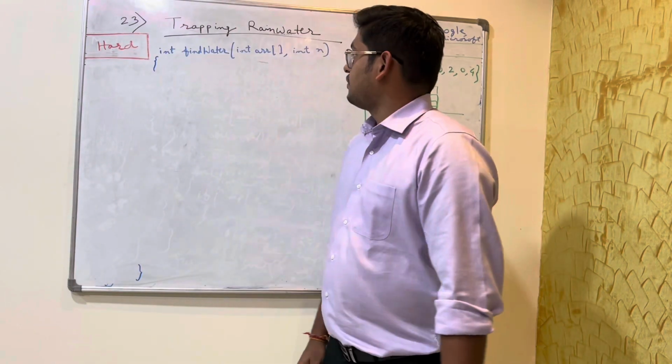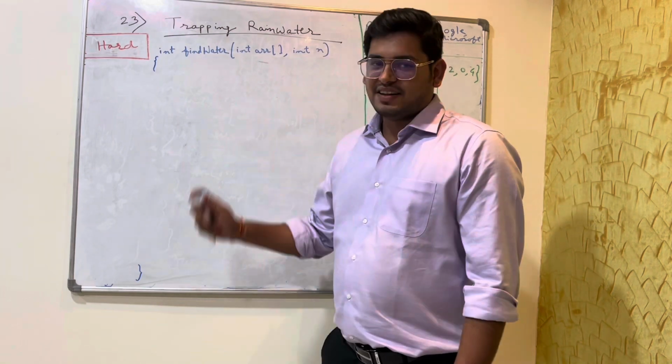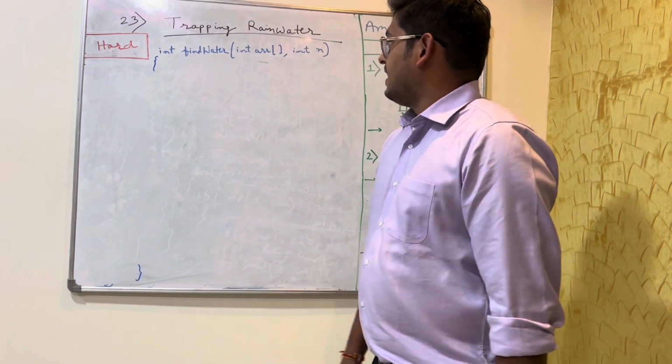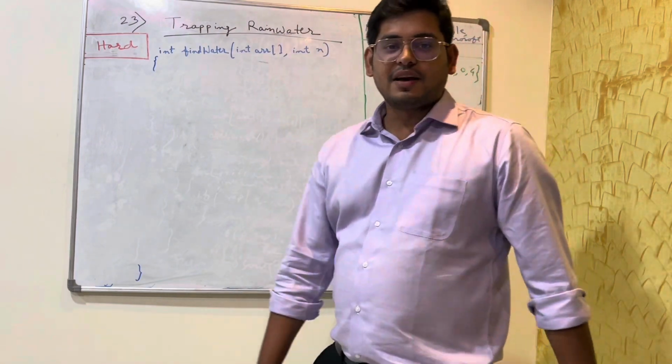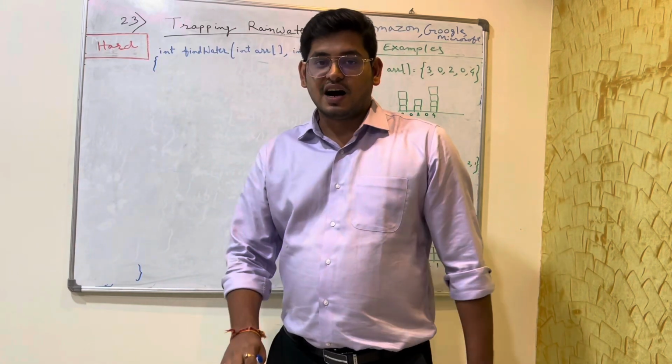Today we are going to solve the 23rd question of the problem solving series, which is based on arrays. And this is a very popular question, trapping rainwater. It has been asked in Amazon, Google, Microsoft and multiple companies. The difficulty level of this question is hard.